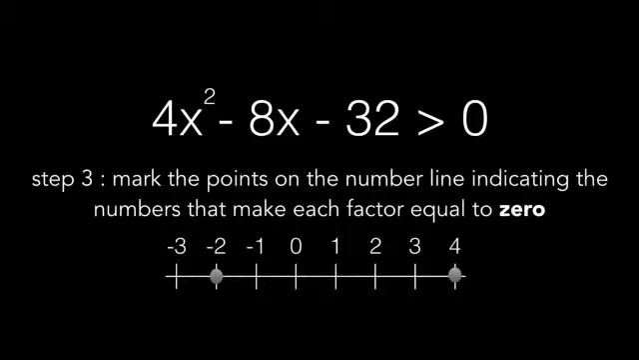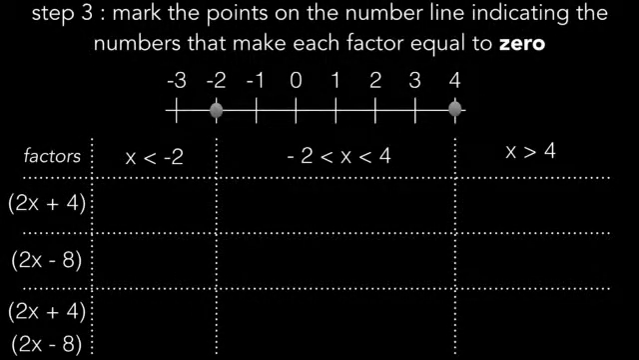Following with the third step, we must mark the points, which are our critical points, on the number line, indicating the numbers that make each factor equal to 0. The marked points on the number line are -2 and 4. Like in the previous example, we must make our graph, following from the marked points, dividing it into 3 regions, and adding a column for our factors. Now, let us get the signs for our table.